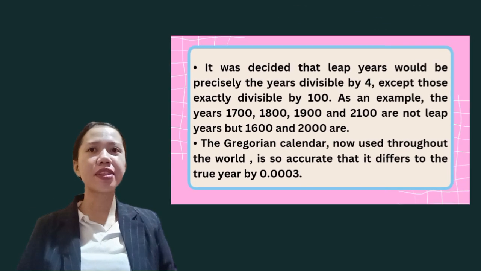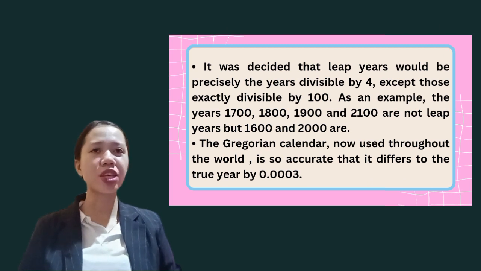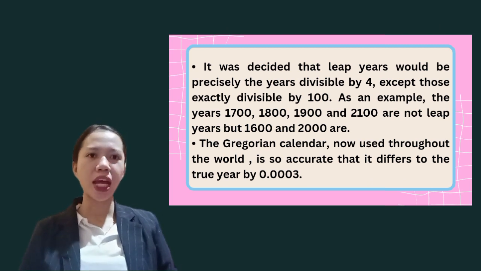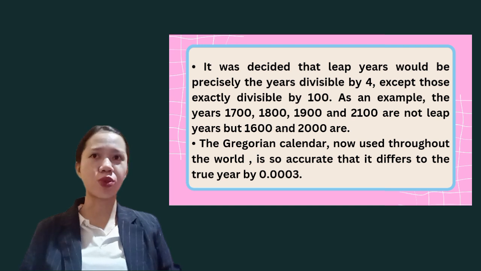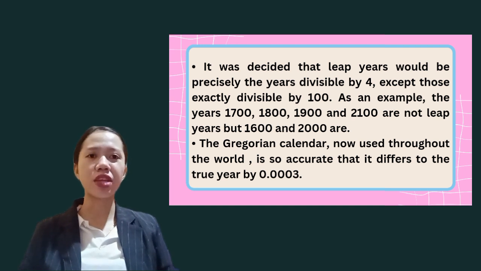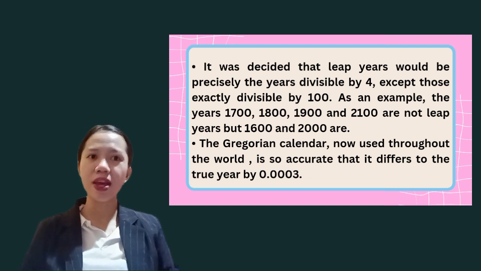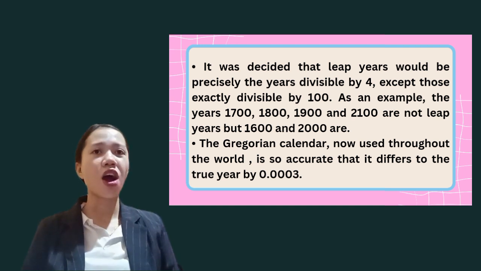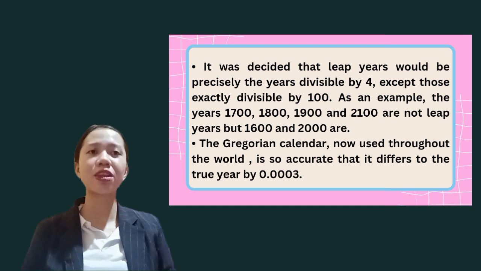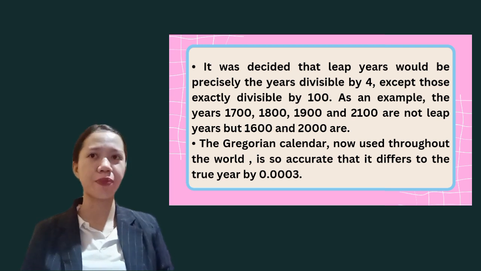It was decided that leap years would be precisely the years divisible by 4, except those divisible by 100. As an example, the years 1700, 1800, 1900, and 2100 are not leap years but 1600 and 2000 are. The Gregorian calendar now used throughout the world is so accurate that it differs from the true year by 0.003.